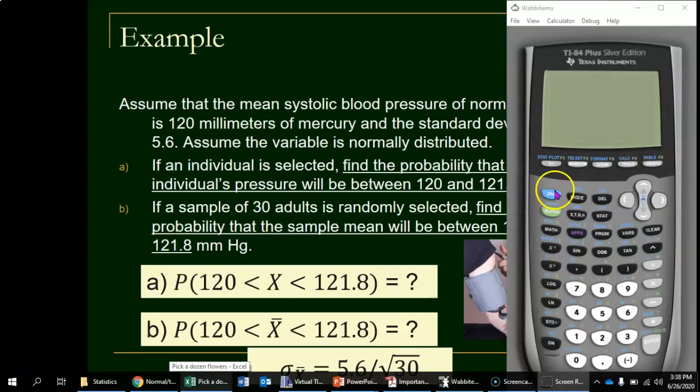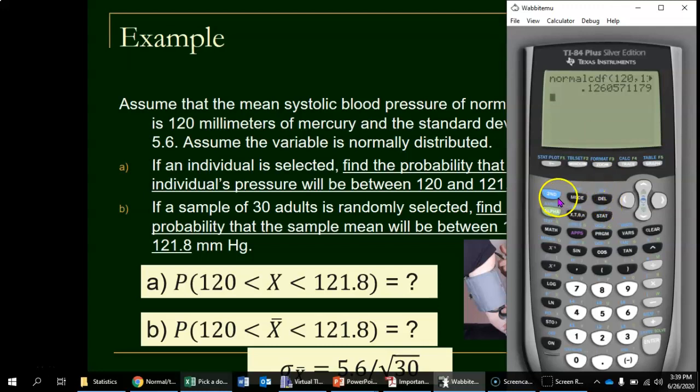So I'm going to do this on the graphing calculator. For part A, I'm going to ask it for normal CDF, where the lower number is 120, the upper number is 121.8, the mean, the mu, is 120, and the sigma, the standard deviation in part A, is just 5.6. So the answer it gives us for part A is 0.126057, about 0.1261. If you did it using the table, you'd get something really close to that, maybe not exactly the same.